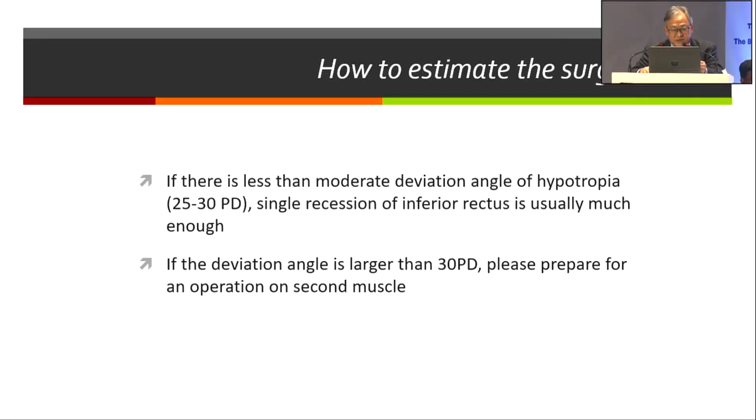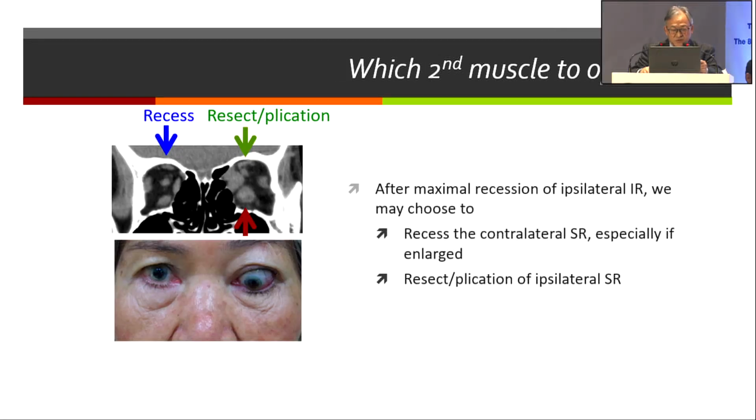In my experience, usually if the hypertropia is less than 25 prism diopters, a single recession of the inferior muscle is usually enough. On the other hand, if the deviation angle is larger than 30 prism diopters, please prepare for an operation on the second muscle. Which second muscle to operate on? We may recess the contralateral superior muscle, especially if this contralateral superior muscle is also enlarged. However, sometimes we need to do a resection or plication of the ipsilateral superior muscle.